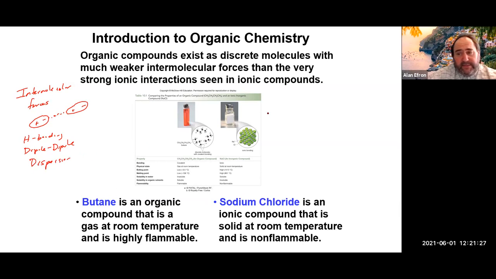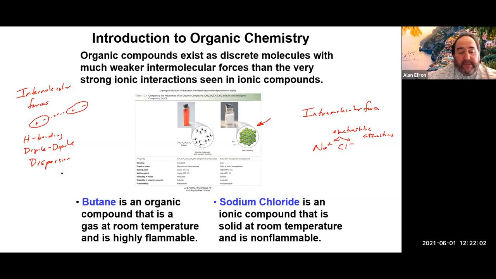And that's different than what we see in an ionic compound like salt, sodium chloride. Those are held together by electrostatic attractions between sodium and chloride. That's basically one ion to another ion, and that is what is referred to as an intramolecular force. So an intramolecular force means within a molecule.